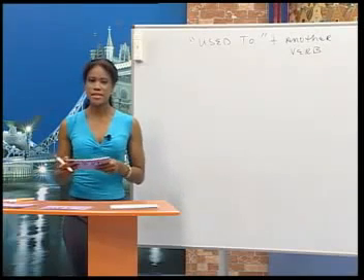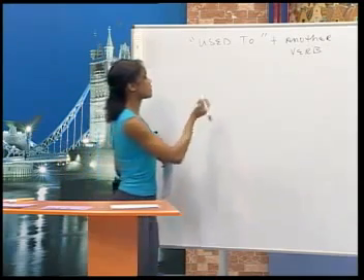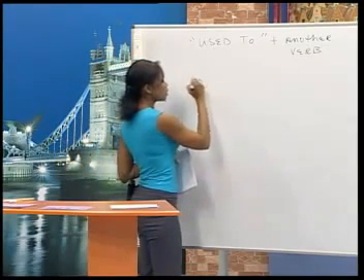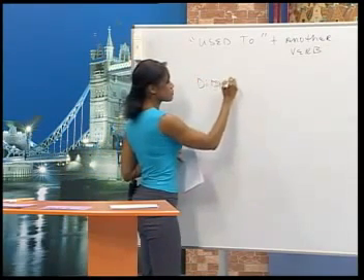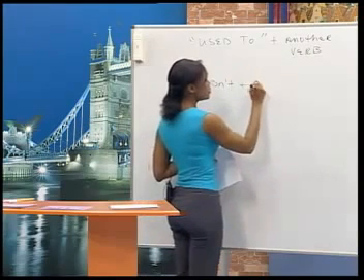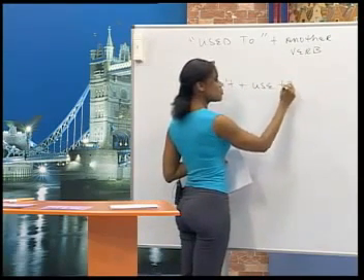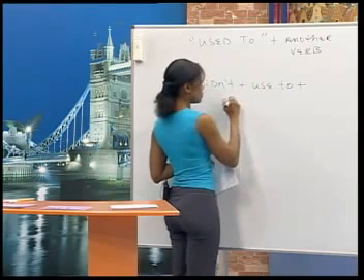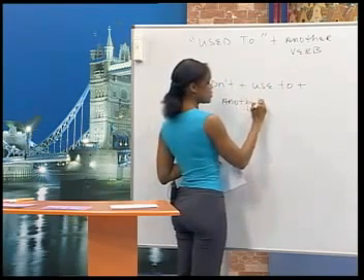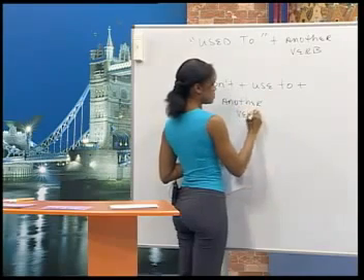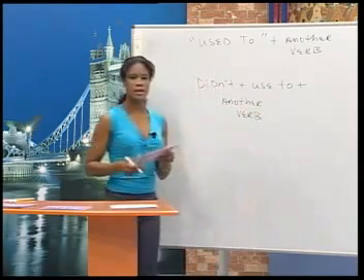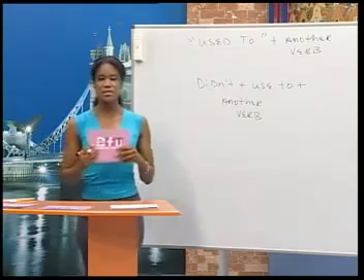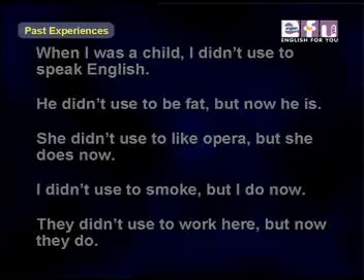So for negative sentences, we use the helping verb didn't plus used to in its simple form plus another verb in its simple form. Okay, here are some more examples.